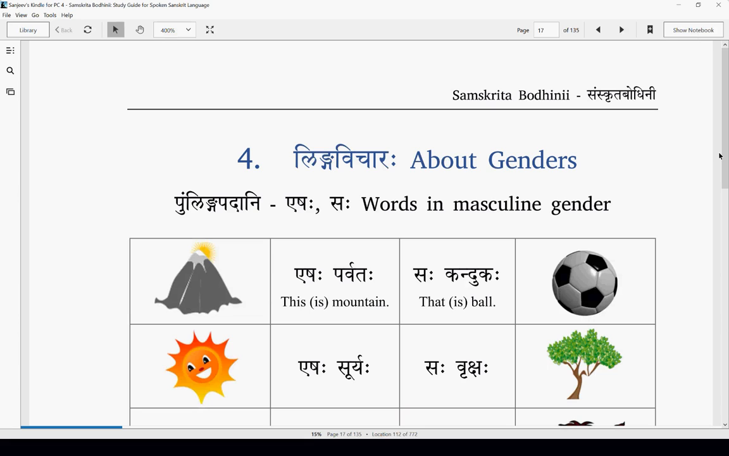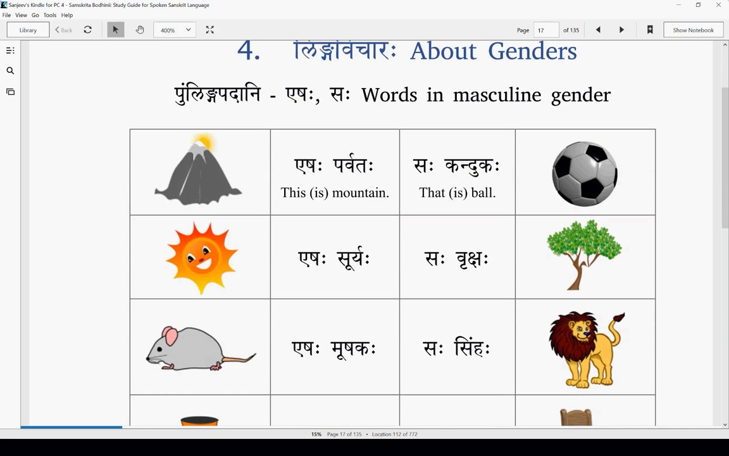Parvataha, Kandukaha, Suryaha, Rukshaha. And there was a question last week that if some word ends in a visarga, like Parvataha, Surya, etc., can we consider it as masculine? That is not the case. Many words might not end in a visarga, but still they could be masculine. But some words might end in visarga like parvataha, but still they could be in other genders.